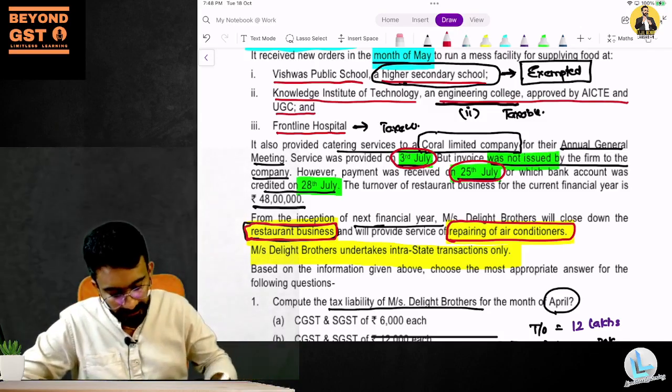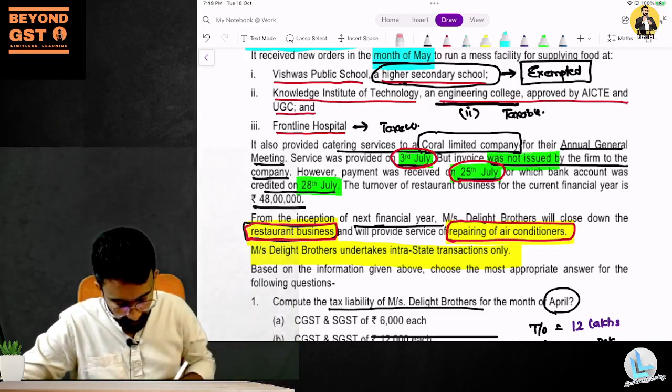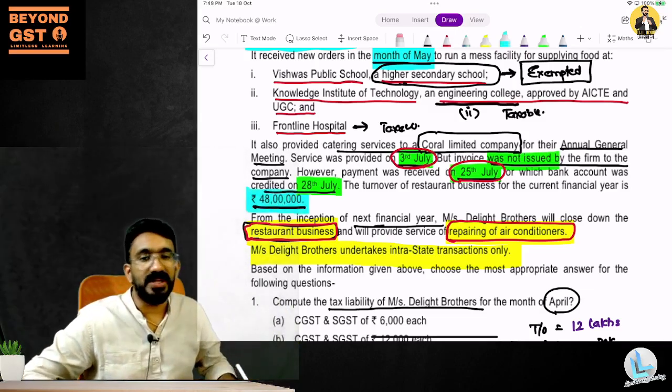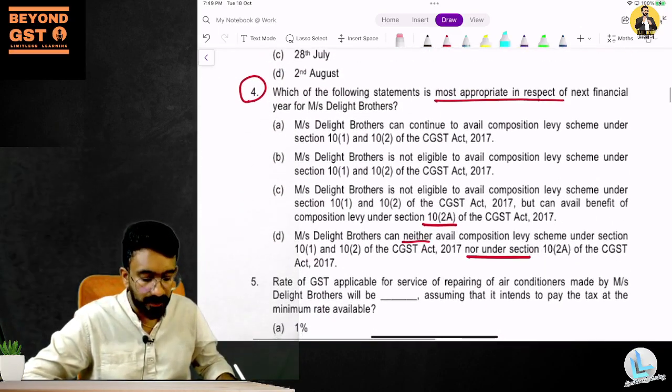What's their turnover for this year? They wanted to offer it for next year. This year, what's their turnover? 48 lakhs. Can they offer it? Yes. So, which option do you think is more appropriate?